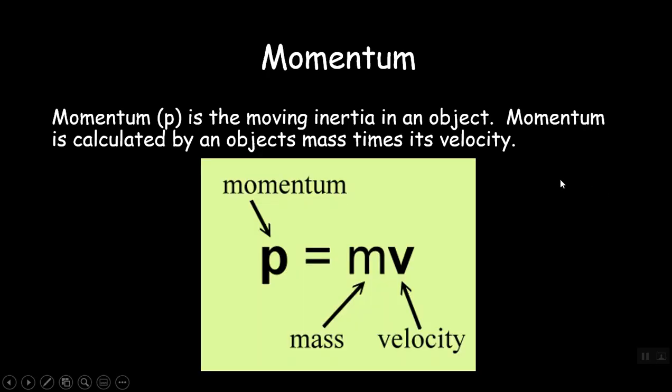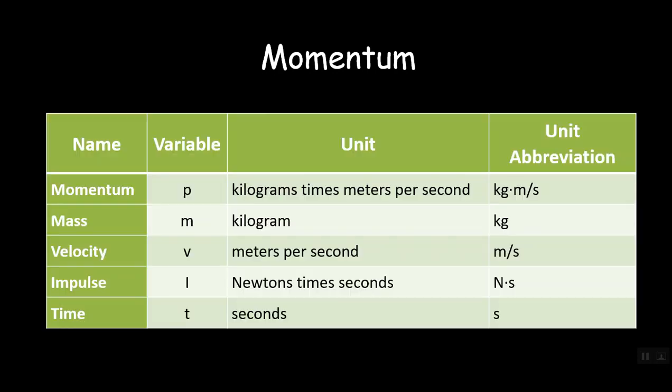Momentum part 1. So, momentum P is the moving inertia of an object. Momentum is calculated by an object's mass times its velocity. So P, small letter p, is mass times velocity.